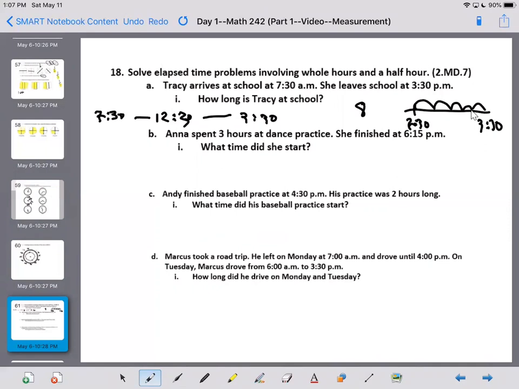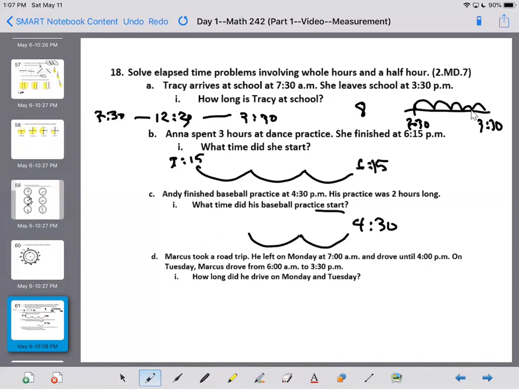And so again, Anna spent 3 hours at a dance party. She finished at 6:15. So you can think maybe backing up 3 hours to be at 3:15. Andy finished baseball practice at 4:30. His practice was 2 hours long. When did he start? So backing that up 2 hours to 2:30. So you are utilizing the number line. They could use the manipulative clocks to back up certain hour hands if they need to see that.